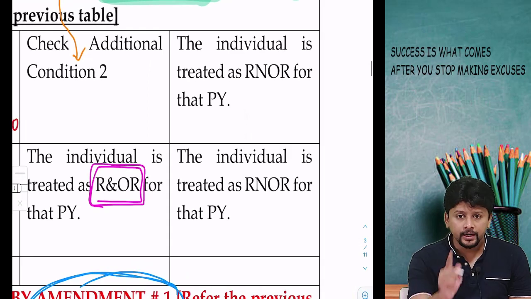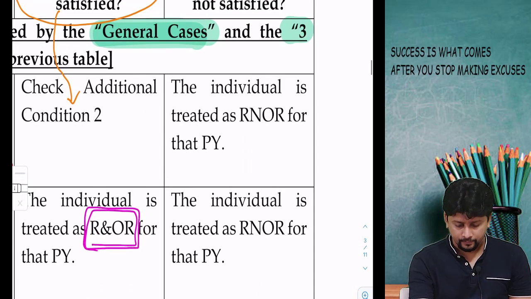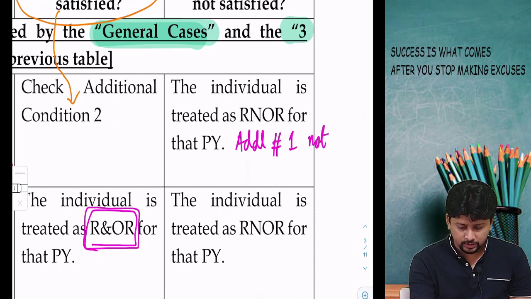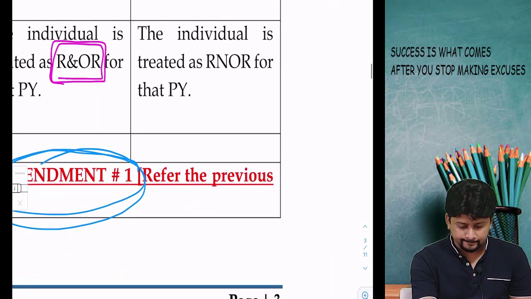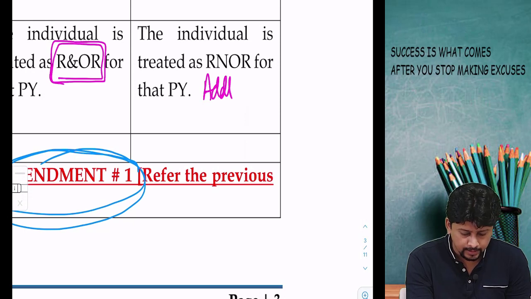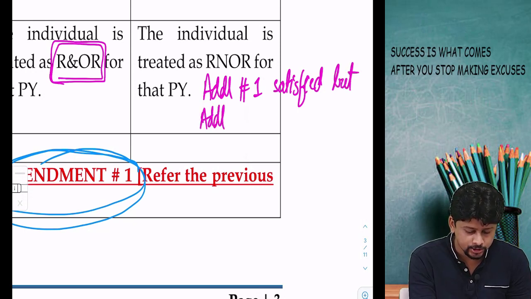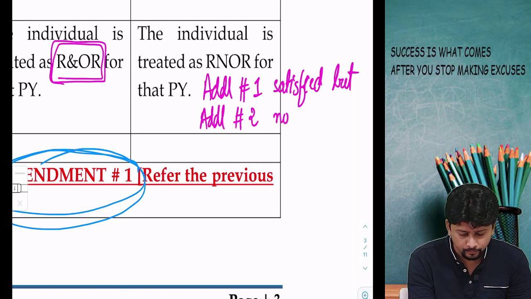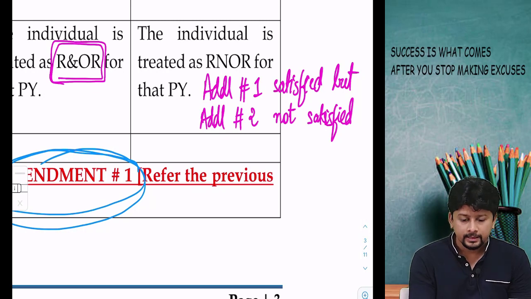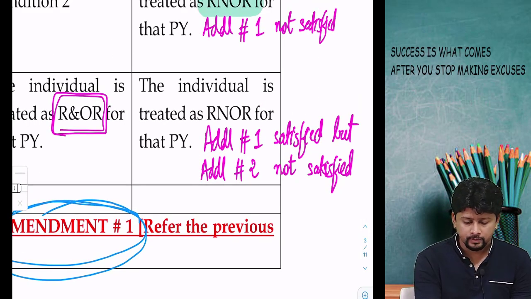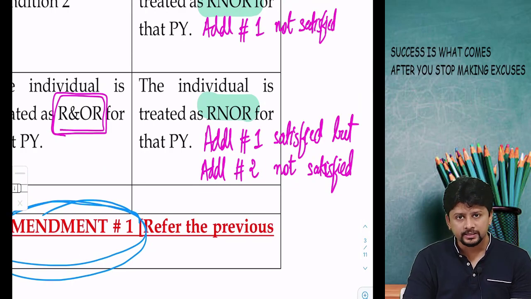If additional number 1 is not satisfied, or additional number 1 got satisfied but additional number 2 is not satisfied, then in this case the individual will be treated as a resident but not ordinarily resident.